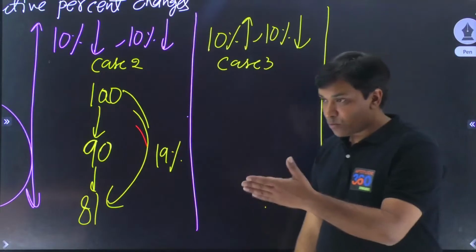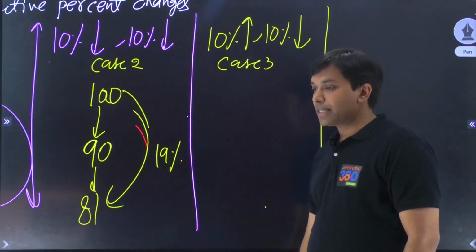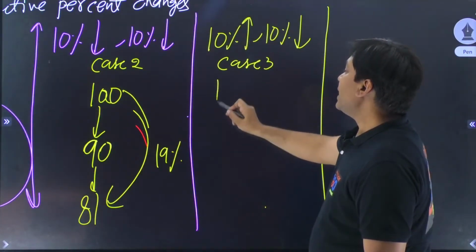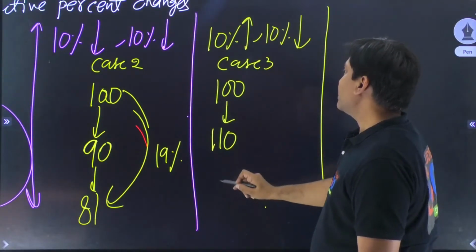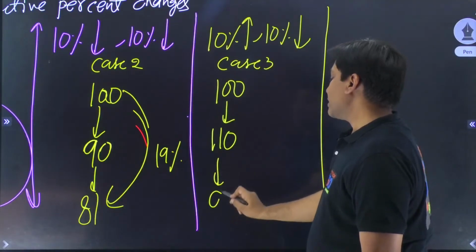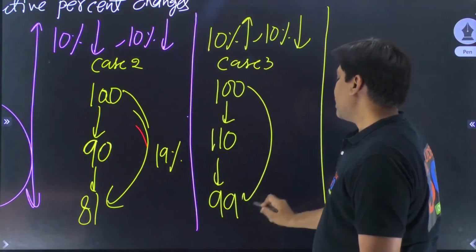And the third case, which is Suhani, Pranesh, everybody is getting the right answer. If this is 100 first, what did you do? You made it 110, and then decreasing it by 10% it came to 99, which is 1%.